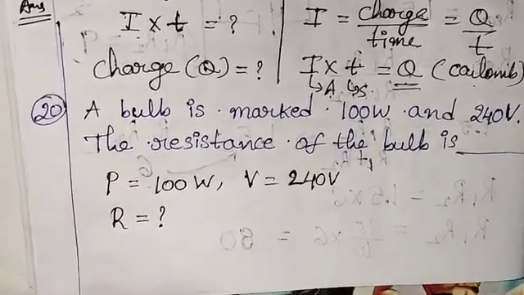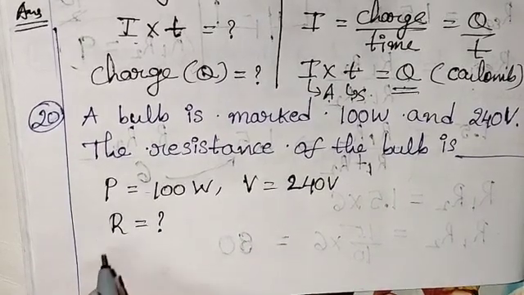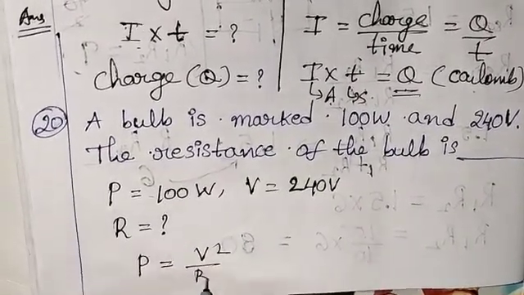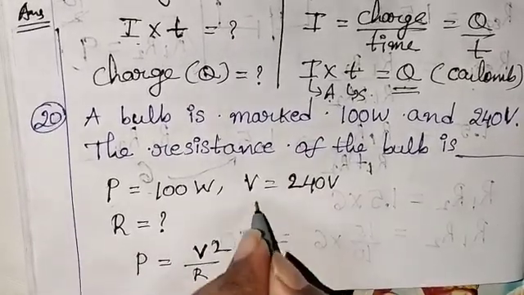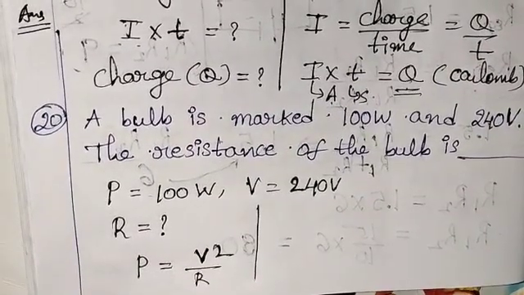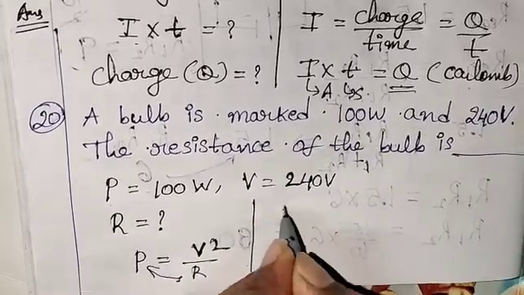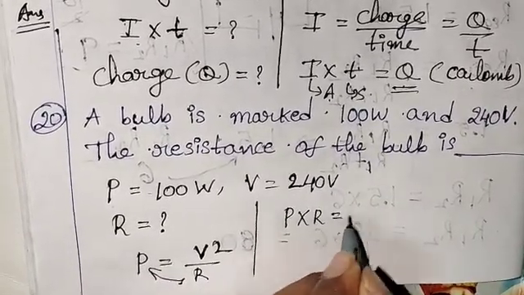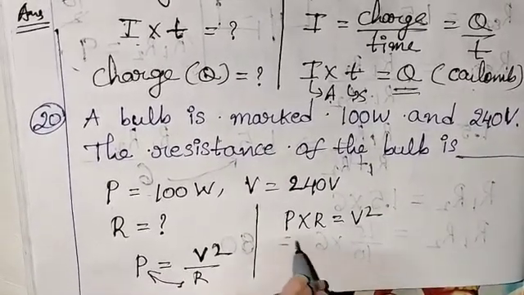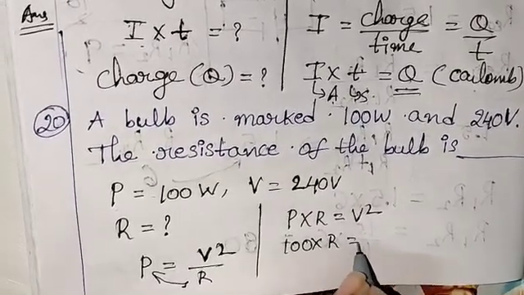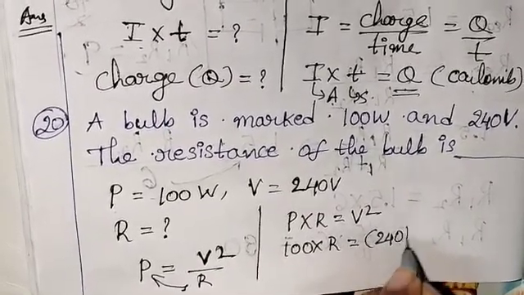So what is the relation among power, voltage and resistance? P is equal to V square by R. Here we need resistance, so transpose R. P into R is equal to V square. Now substitute the values. P value 100. 100 into R is equal to V square, means 240 into 240.